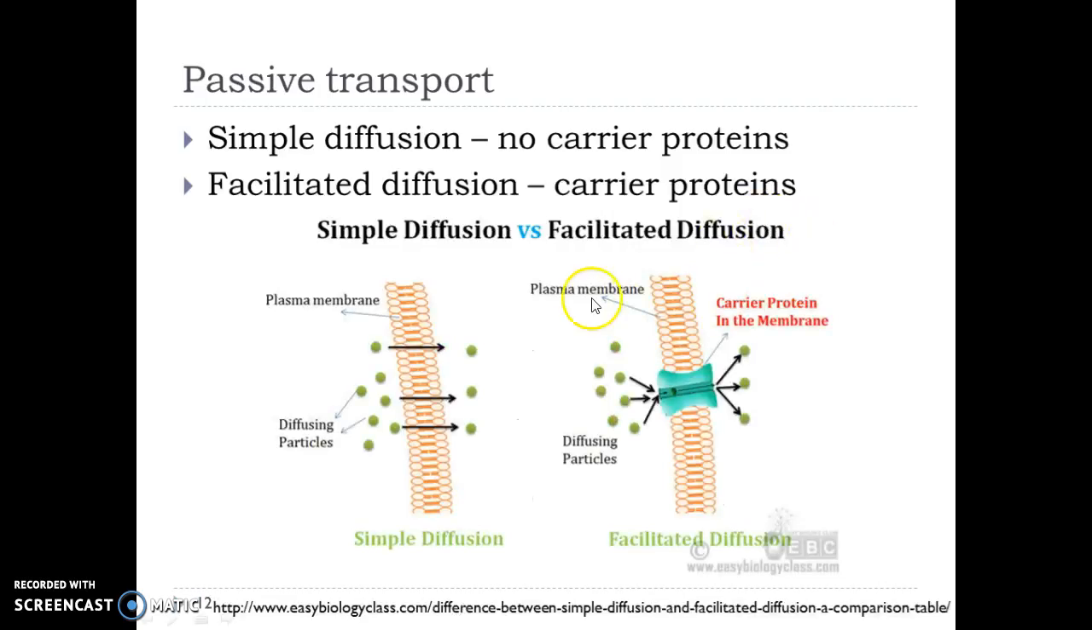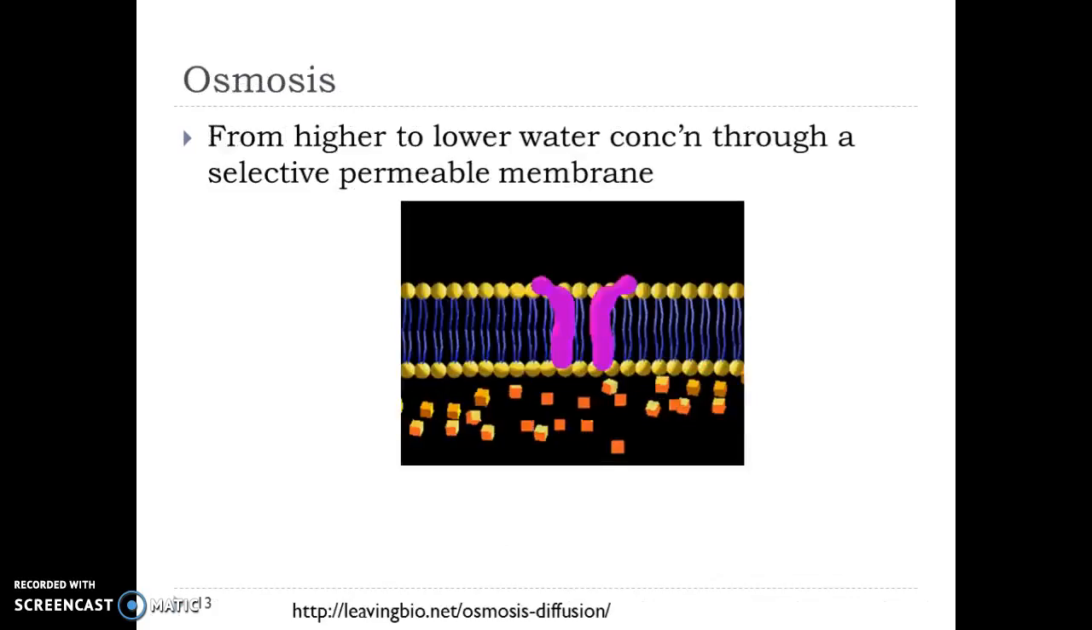So in passive transport, here you have seen again the membrane, with the diffusing particles moving in and out. In simple diffusion, there are no carriers required, no proteins required. But in facilitated diffusion, there is a carrier protein which helps the particles to be transferred. So the carrier protein collects these diffusing particles and sends them inside. The difference is that carrier proteins are required in facilitated diffusion, but in simple diffusion they are not required.